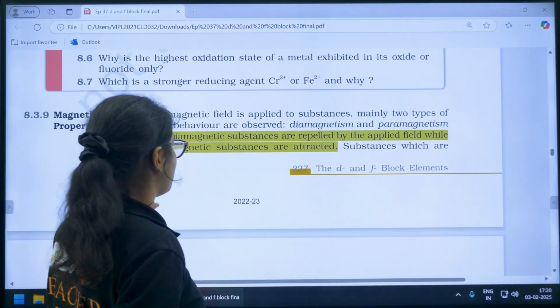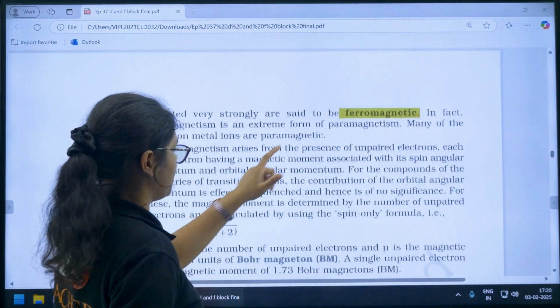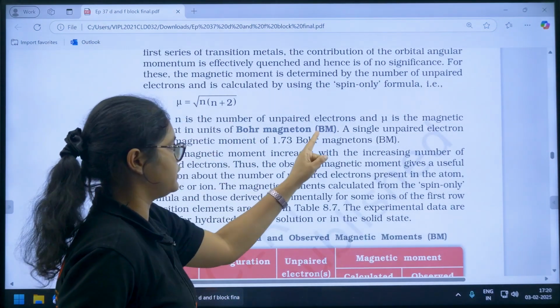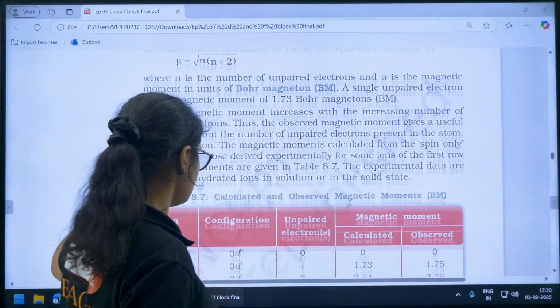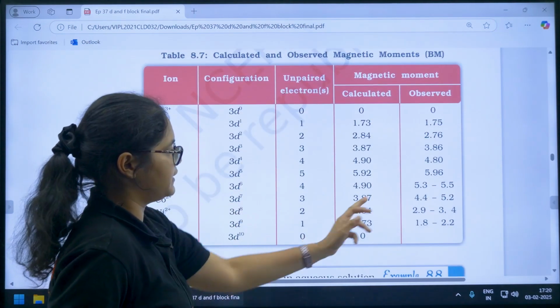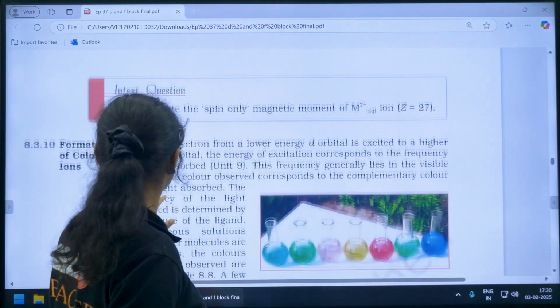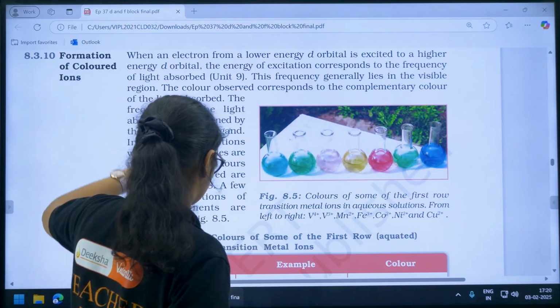Next, here we have magnetic properties: diamagnetic, paramagnetic, and ferromagnetic. And the formula to calculate the magnetic moment is important. The unit should be there, Bohr magneton. Here the number of unpaired electrons and the magnetic moment, this you already know the formula, you can calculate. Then colored compounds are because of d-d transition, we all know that.